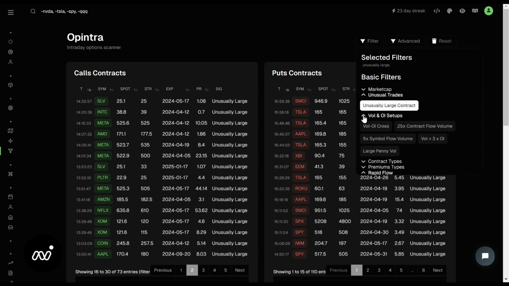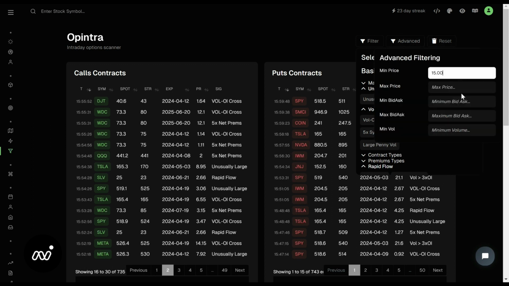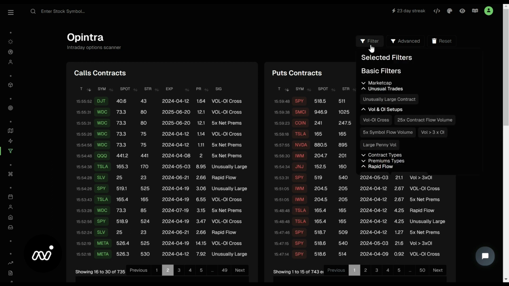So there's just a lot of buttons we can go through. Volume over OI cross, 25 times. Contract flow volume. I really do like the volume, the 3 times of OI. So I'm going to go ahead and hit reset real quick right here, and I'm going to go ahead and type in my 15 again, so I keep that number that I very much like. Whatever number you choose is on you, that's for sure.